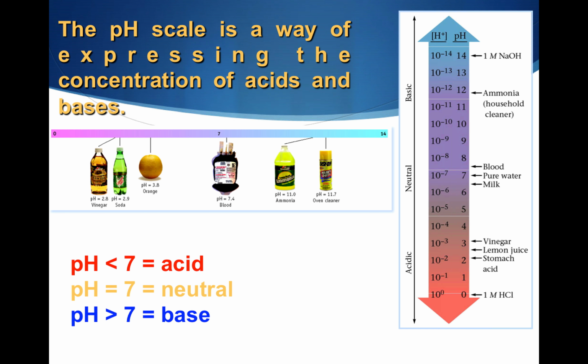Oranges have a pH of about 3.8. That makes oranges acidic. Ammonia, on the other hand, has a pH of 11, meaning that ammonia is basic.